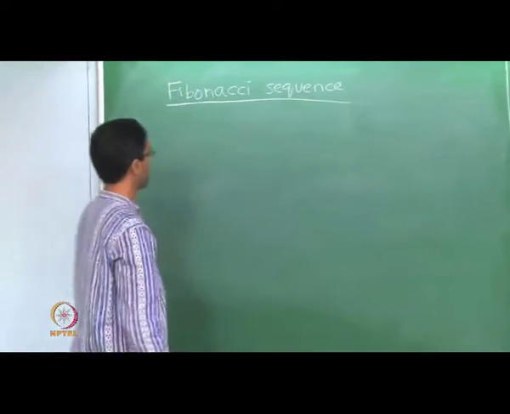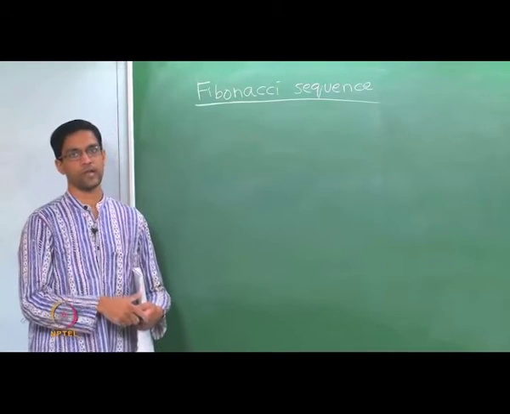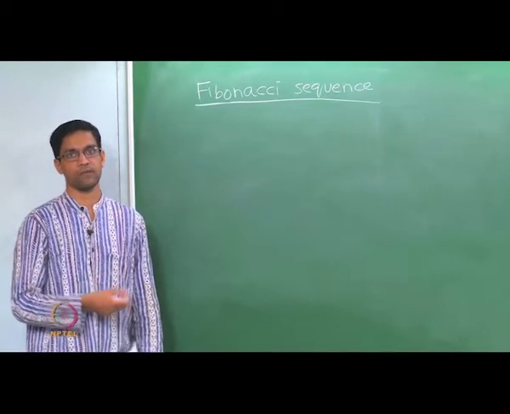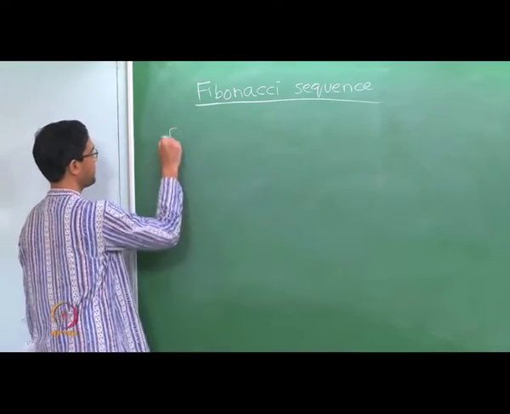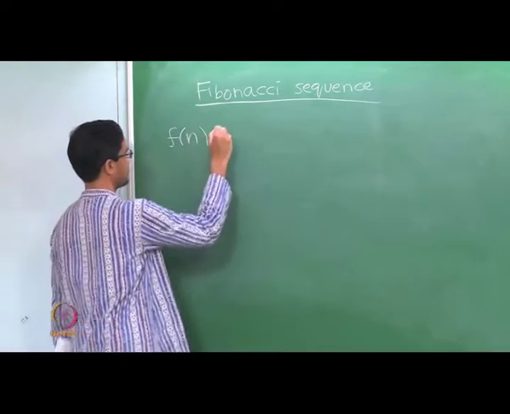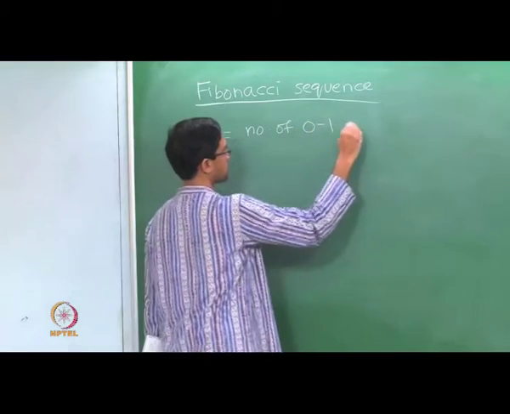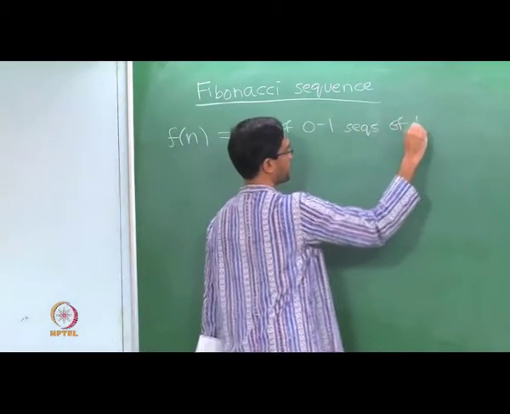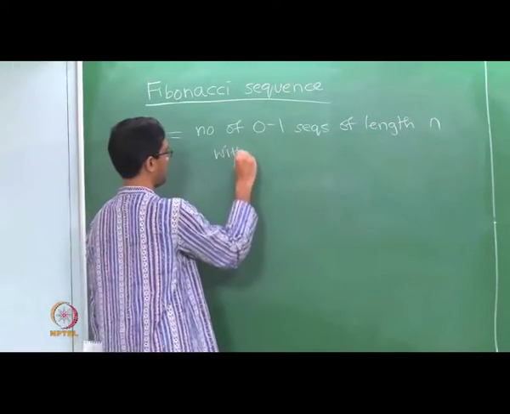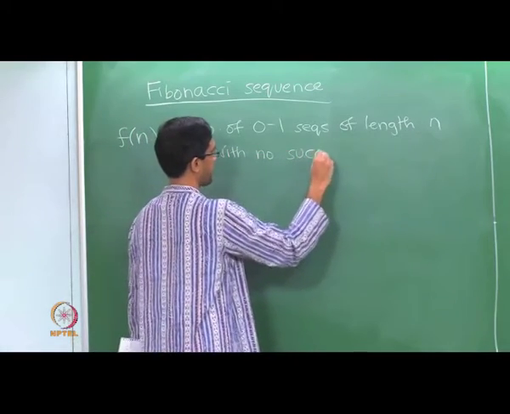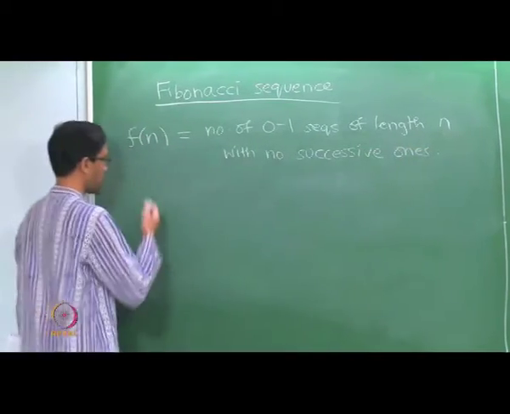Okay, welcome back. So last time we talked about a problem of combinations with restrictions, of counting the number of 0 1 sequences which have no two successive ones, and we called that sequence f of n. So it is the number of 0 1 sequences of length n with no successive ones, and we tabulated the first few values of f of n.